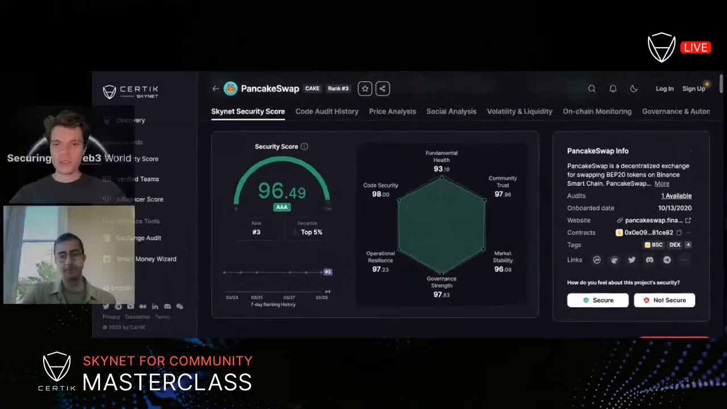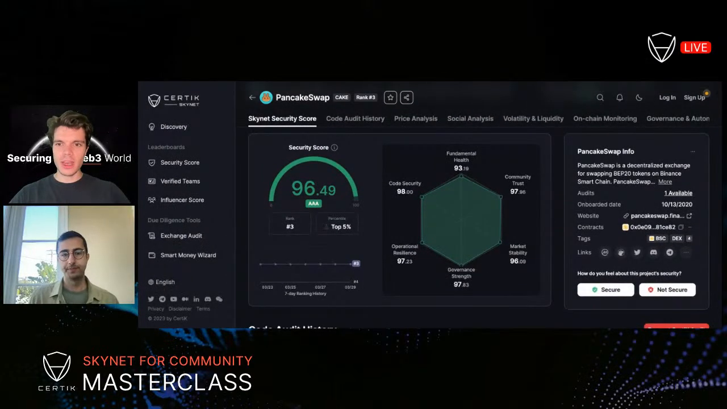So I like the comparison with the Moody's ranking system there, and obviously security in Web3 is a multifaceted index, and we've got 6 different factors that play into the security score. So fundamental health, community trust, market stability, governance strength, operational resilience, and code security. I think code security is probably pretty clear to people. That's the smart contract code that powers the platform.